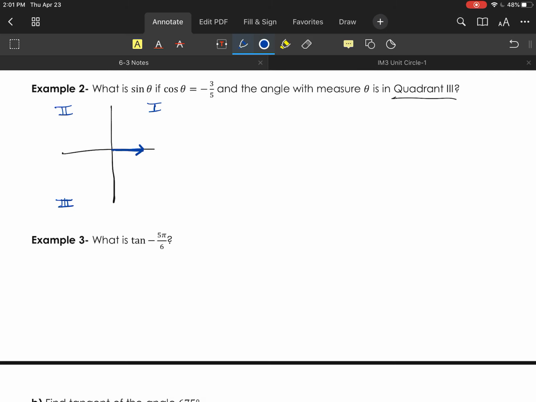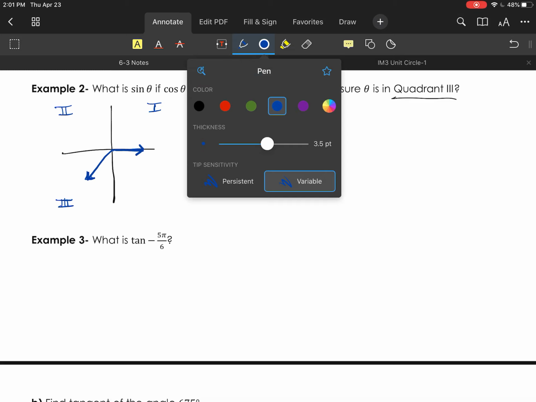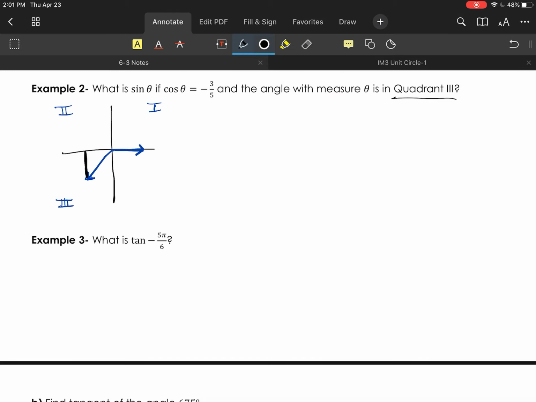This is quadrant 1, this is quadrant 2, and this is quadrant 3. So it needs to open up here. And it doesn't matter what angle, this is just a visual aid. I'm going to go ahead and draw my reference triangle then. So here's my reference triangle, and there's my right angle.